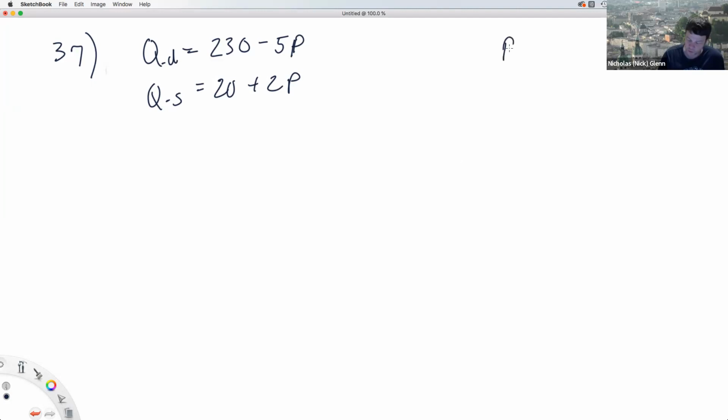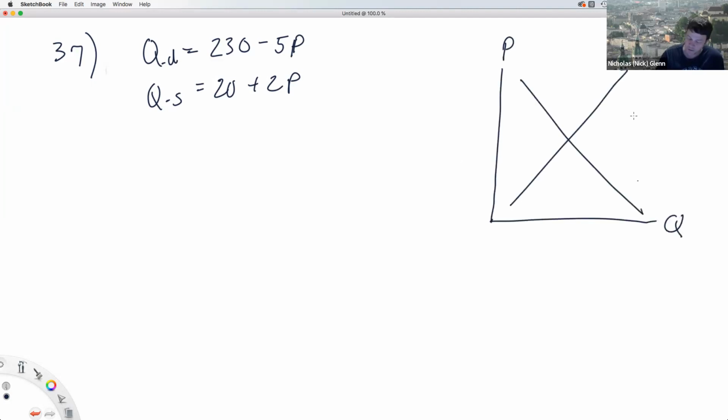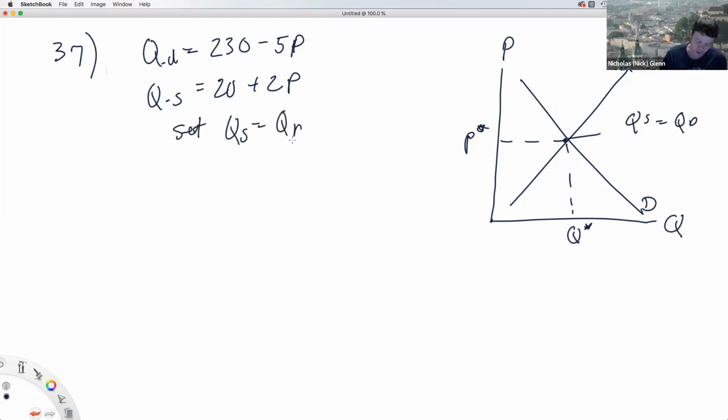Well, where is this in equilibrium? This is when the quantity supplied and quantity demanded are equal to each other. That's what gives you your equilibrium price and equilibrium quantity, when quantity supplied equals quantity demanded. So just set these two equations equal to each other and solve for p. Quantity supplied is 20 plus 2p. Quantity demanded is 230 minus 5p.